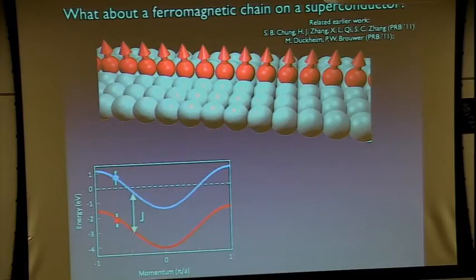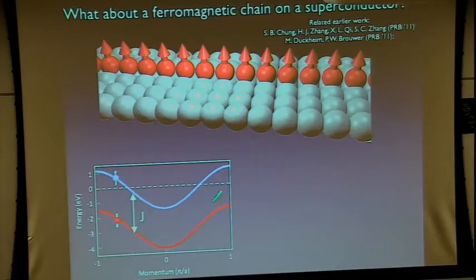Okay. So when you consider a piece of iron or a piece of transition metal, and you make it into a nanostructure like a chain or a film, the exchange interaction is actually quite large. It's like electron volts. Okay, and let's just talk about 1 orbital per atom.